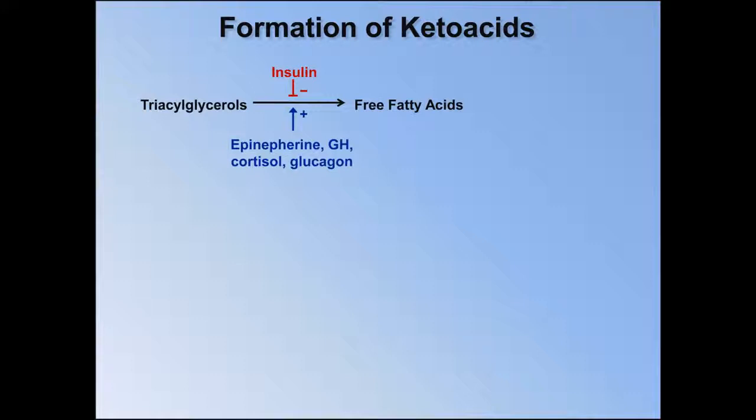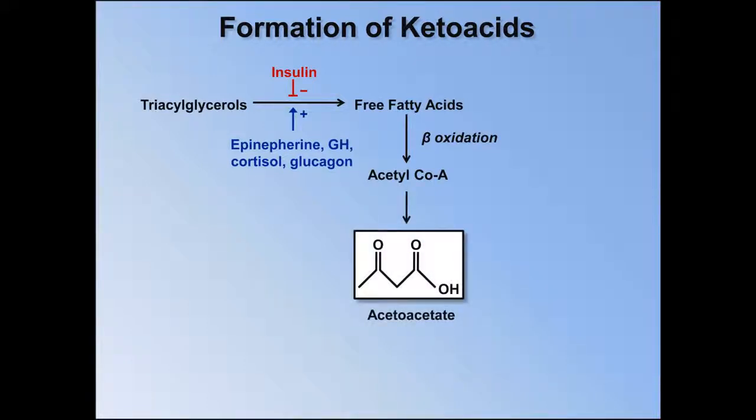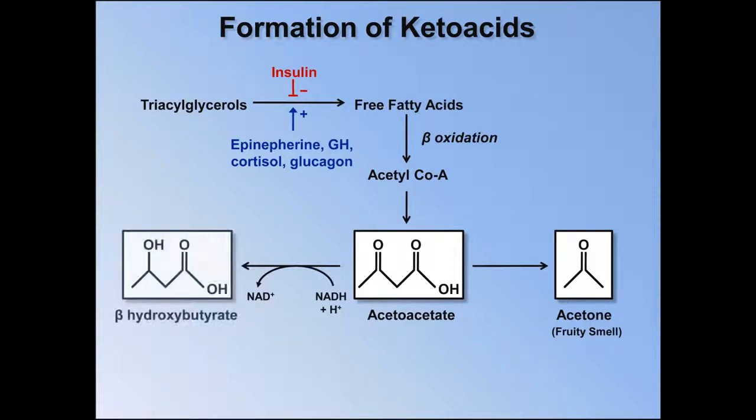The free fatty acids travel in the blood bound to albumin. They can be taken up by most tissues and directly oxidized for energy. In the liver, however, excess acetyl-CoA that is derived from beta oxidation of those fatty acids and not utilized in the citric acid cycle is diverted into the formation of acetoacetate. Some acetoacetate undergoes spontaneous breakdown into acetone, which is responsible for the fruity smell sometimes detected on the breath of patients with severe DKA. Acetoacetate can also be enzymatically reduced to beta-hydroxybutyrate.